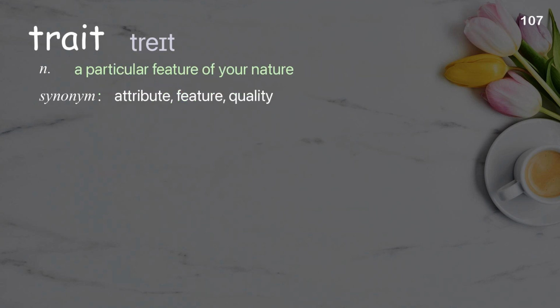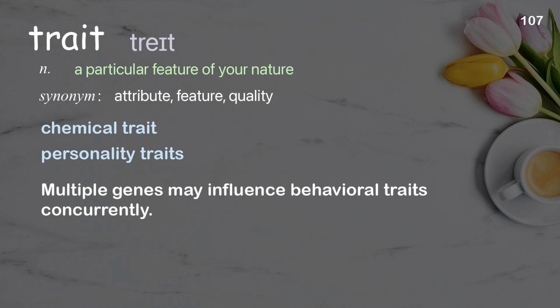Trait. A particular feature of your nature. Examples: chemical trait, personality traits. Multiple genes may influence behavioral traits concurrently.